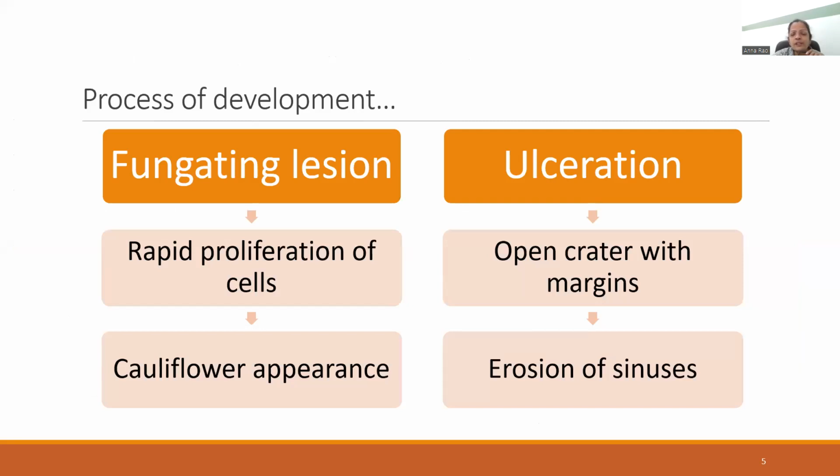Now, what is the process of development? When the fungating lesion forms, the cells proliferate very rapidly and give rise to a cauliflower appearance, as we just saw in the previous slides. The ulceration causes an open crater-like lesion with margins, and in the middle it has a soft mass or fluids oozing out. And it will also erode the sinuses at the local place.